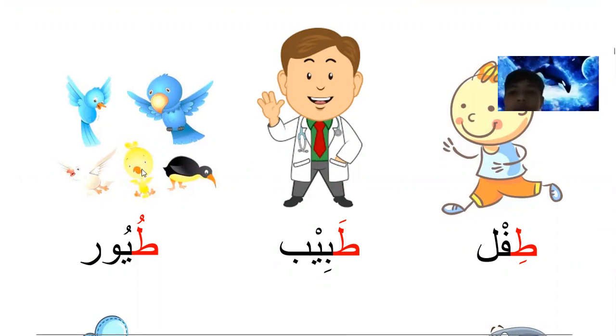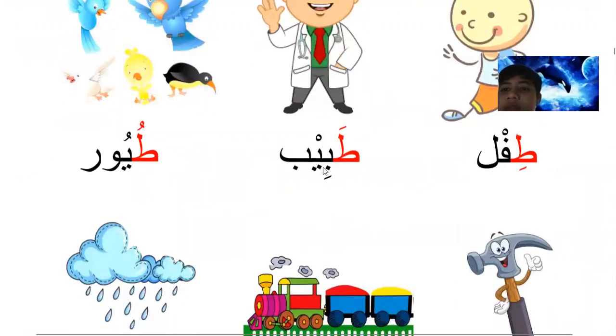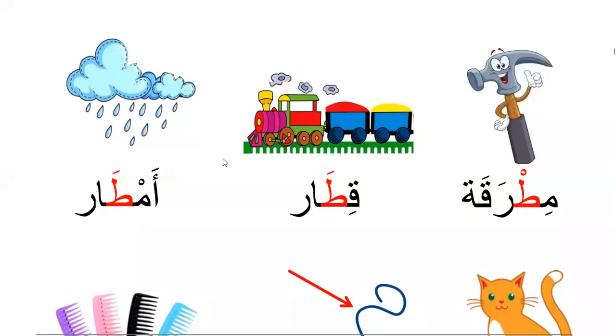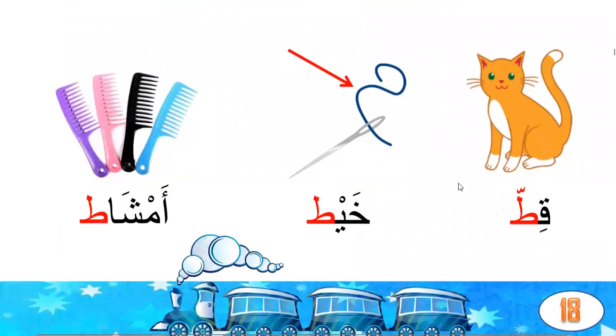Tuyur. Birds. Mitraqa. Hammer. Good. Guitar. Train. Amtar. Rain. Good.